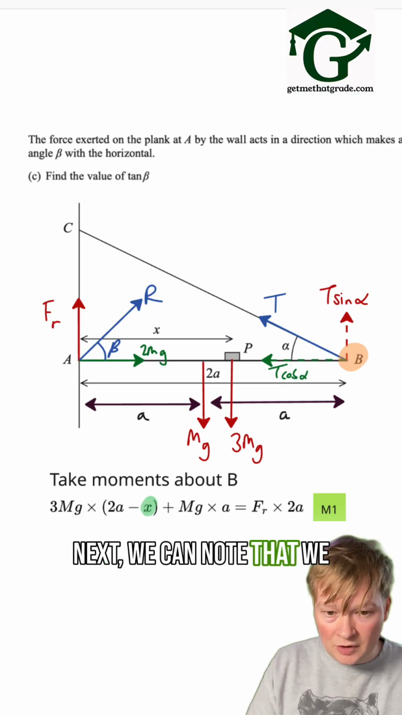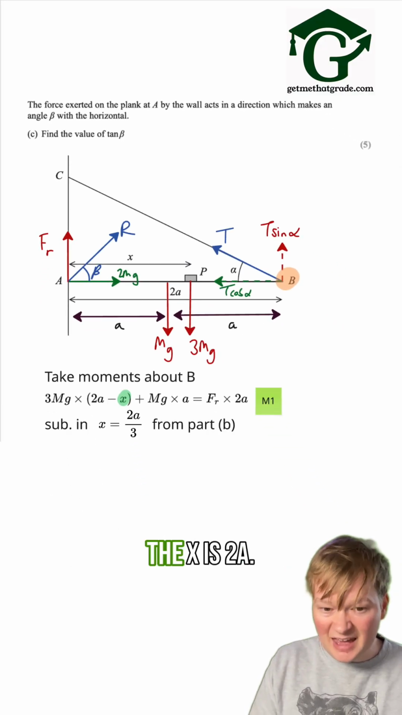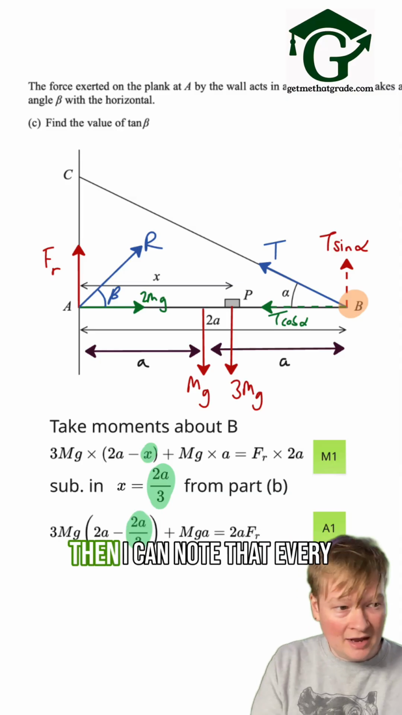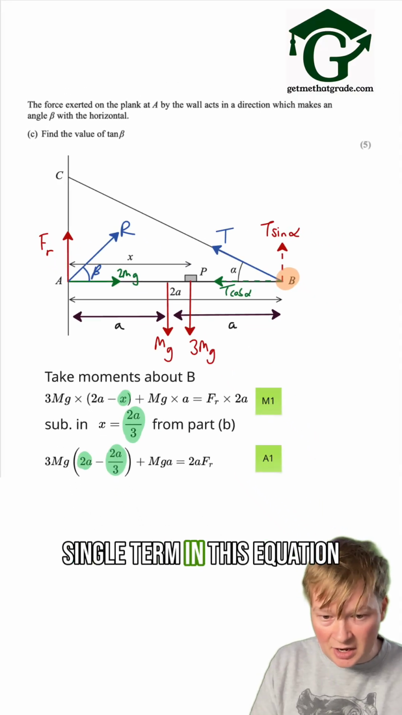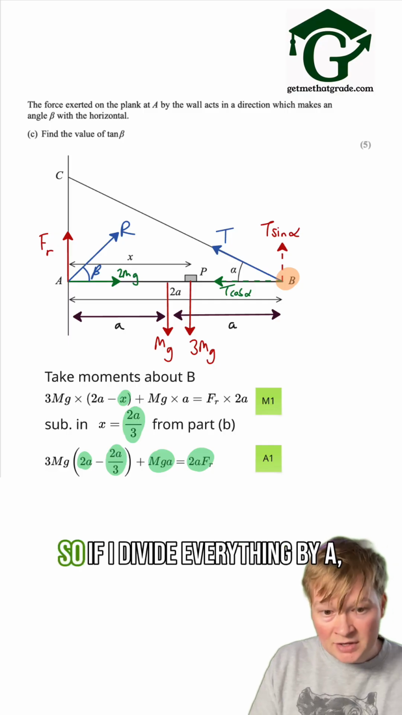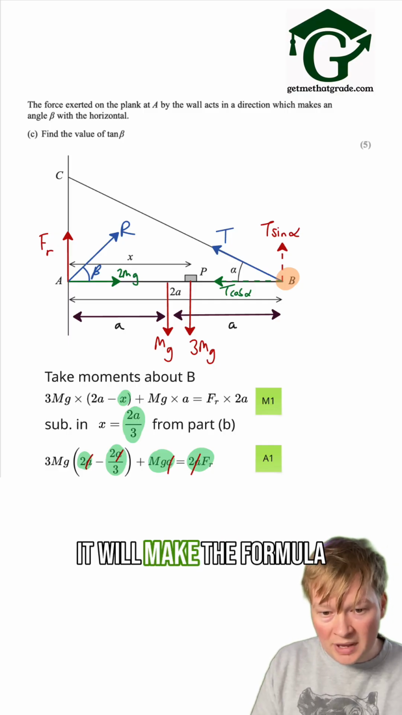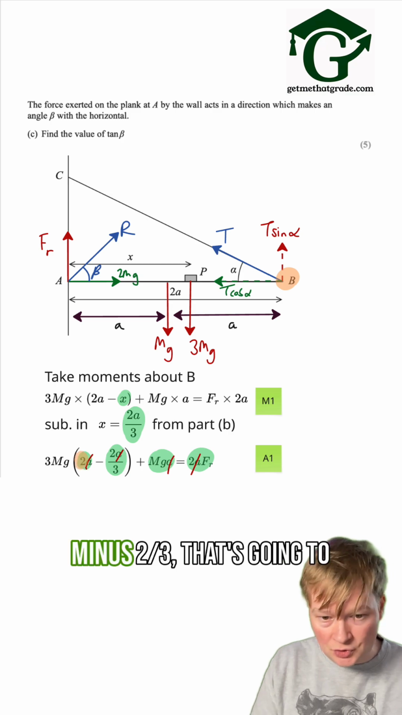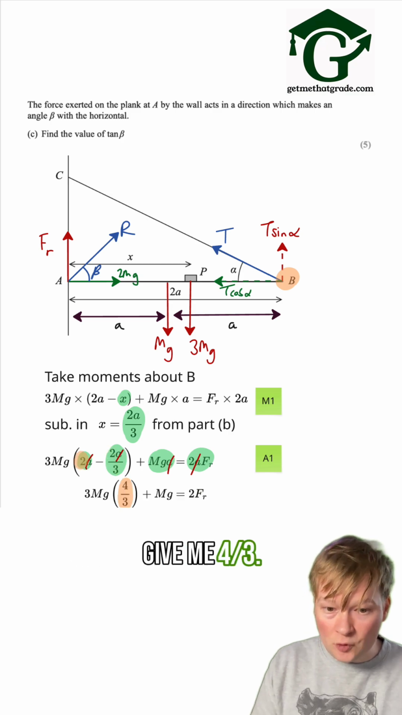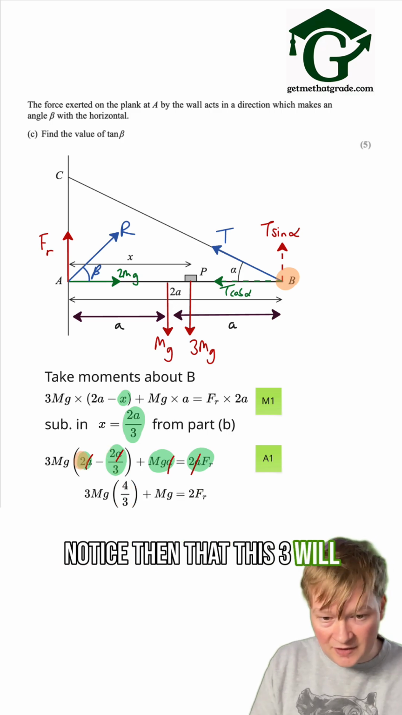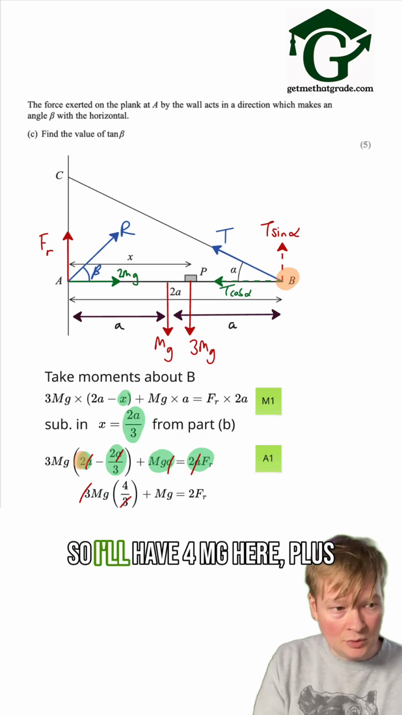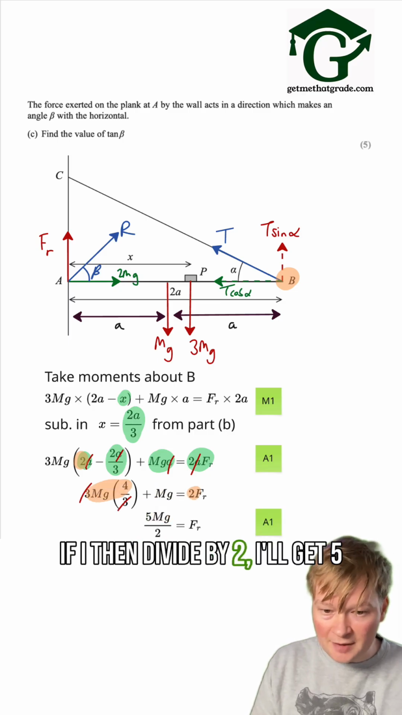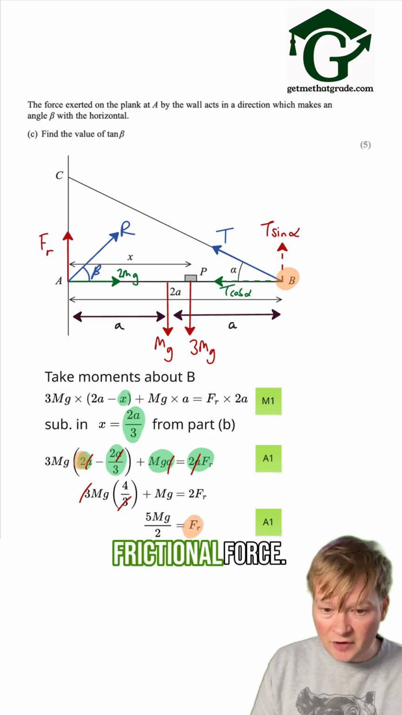Next, we can note that we have worked out in part B that x is 2a. So I can replace that into the formula here. Then I can note that every single term in this equation has an a in it. So if I divide everything by a, it will make the formula look a little simpler. And if I do the number crunching here, if I do 2 minus 2/3, that's going to give me 4/3. Notice then that this 3 will then cancel with this 3. So I'll have 4 mg here plus mg, that's 5 mg. If I then divide by 2, I'll get 5 mg over 2 for this frictional force.